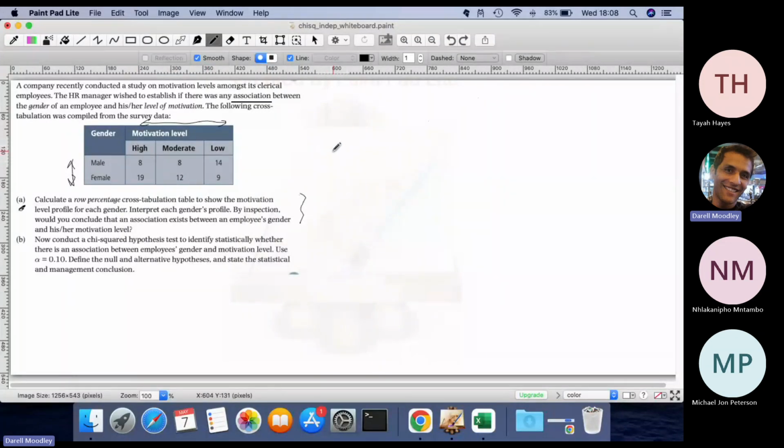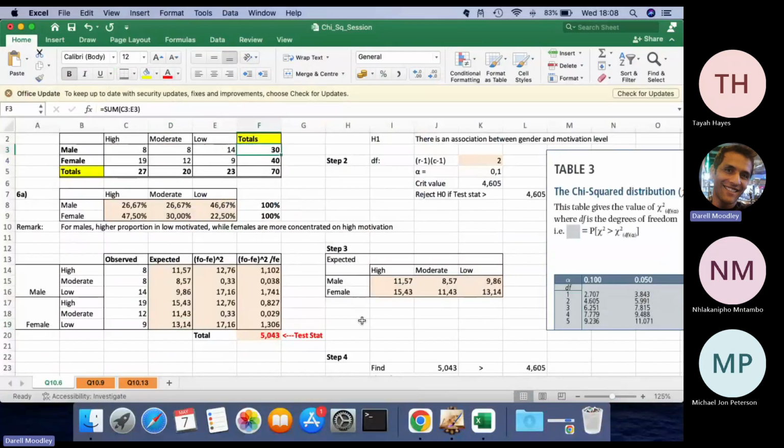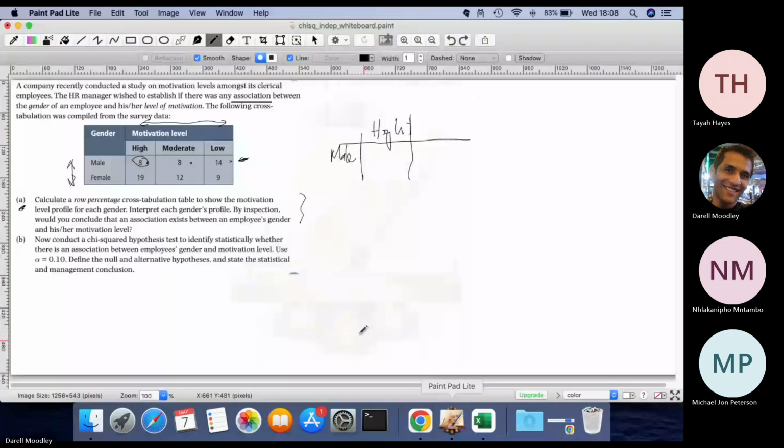So in other words, for male, okay, and then we have the high category. High, so let's put a dash there. If we want a percentage, the row percentage, what we're going to do is divide this by the row total, which we haven't shown here. So row total is just adding this and this. So 8 plus 8 plus 14 will give you 30. Okay, so 30, go back to the table. That value there will be 30.